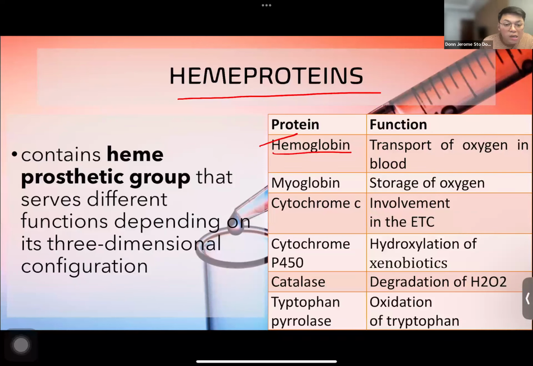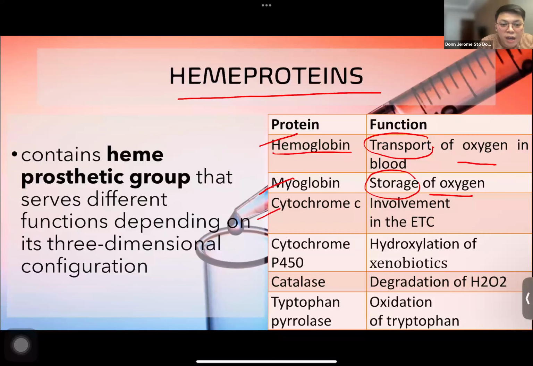Hemoglobin has 4 heme molecules attached to 4 globin chains. Therefore, it is used for transport of oxygen. Myoglobin has a single globin chain attached to heme. Therefore, it's only effective in storing oxygen.